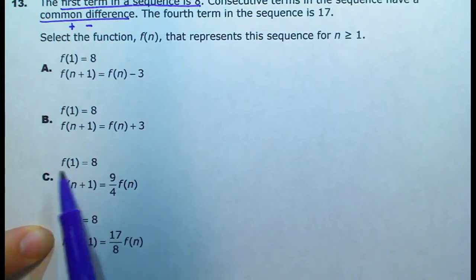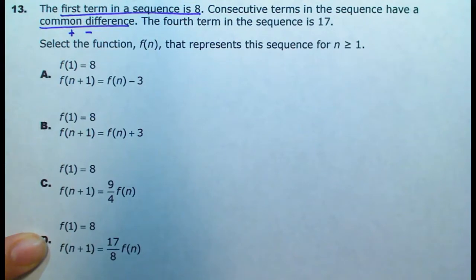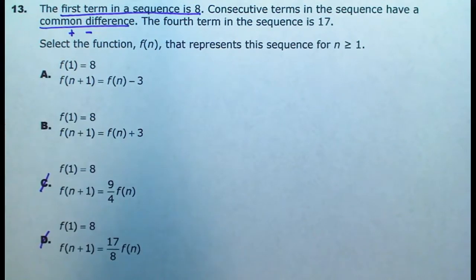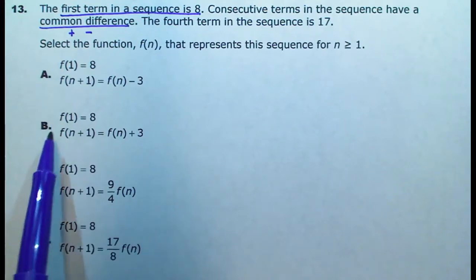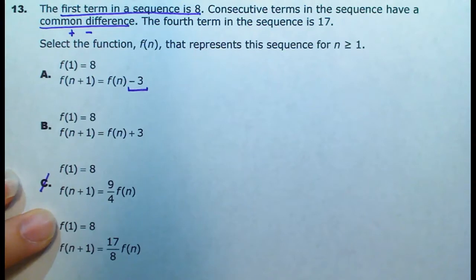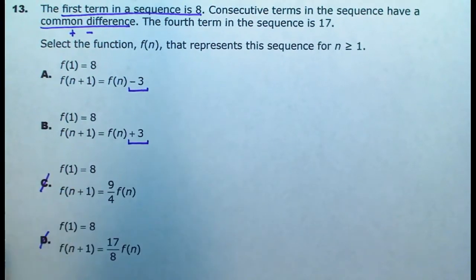Okay, so that's going to knock out C and D because these are multiplication. Multiplication is not a common difference, it is a common ratio. So C and D are not answers to this problem. Now, A and B are possible answers because A says that we're going to subtract 3 from each preceding term, and letter B says we're going to add 3. So adding and subtracting are common differences.